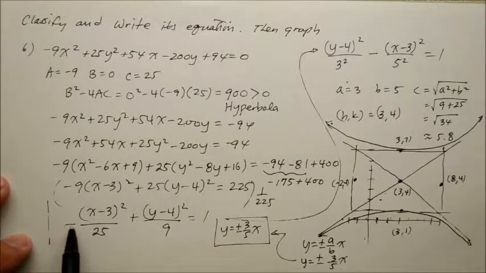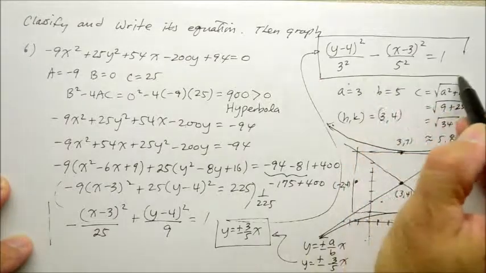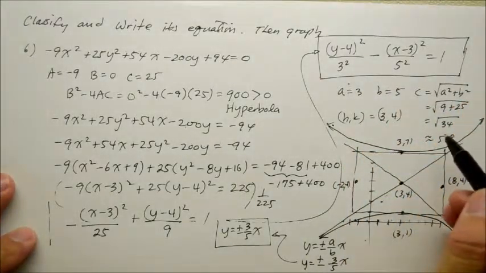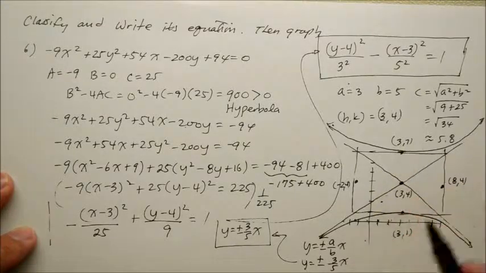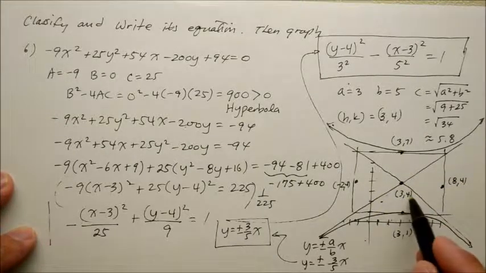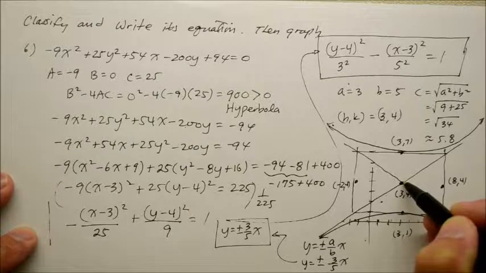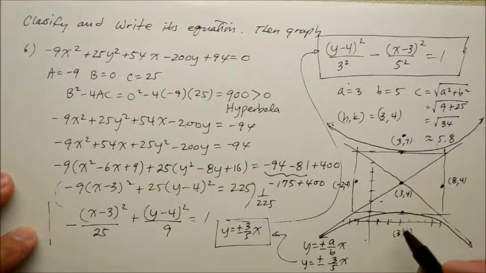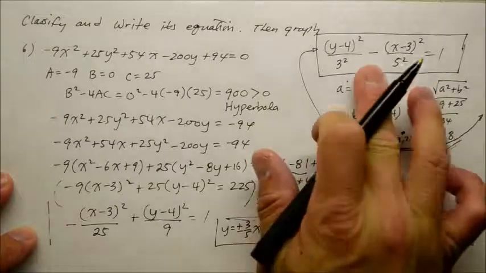So what's my standard form? Well, not this one. It's got a minus. There it is. Sorry about the constant shifting here. And what are my vertices? Right there, (3, 7) and (3, 1). What's my midpoint? (3, 4). What's my focus? Somewhere about 5.8 units, or square root of 34 units away. So 1, 2, 3, 4, 5. Somewhere here and somewhere down here. But here's my graph. Here's my function for the asymptote line. And here's my standard form.